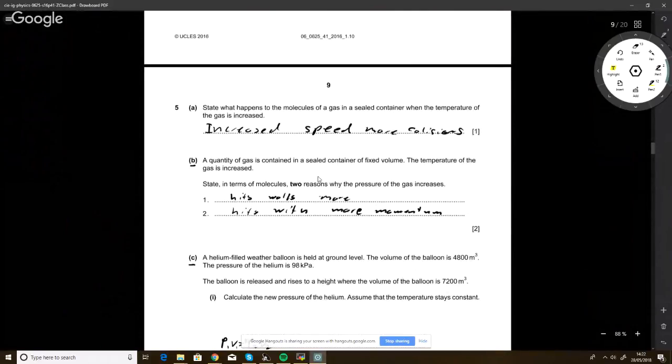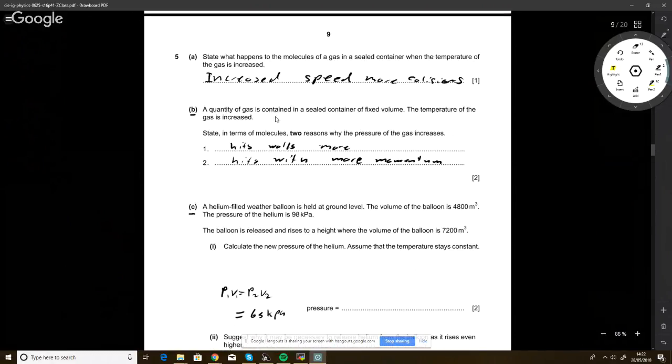All right. State what happens to the molecules of the gas in a sealed container when the temperature of the gas is increased. Basically, if you increase the temperature, you increase the speed of the molecules and other things like the collisions and so on, but we can get into that in the next part.